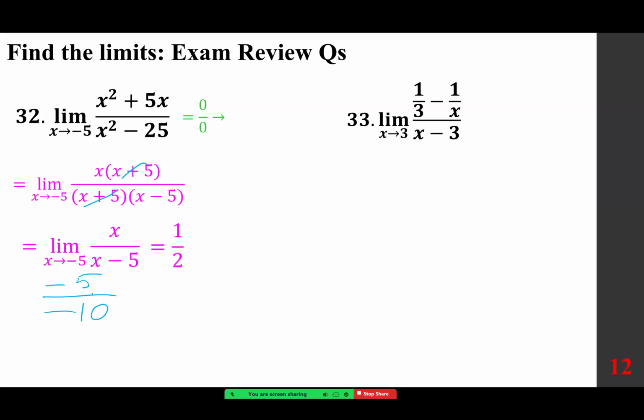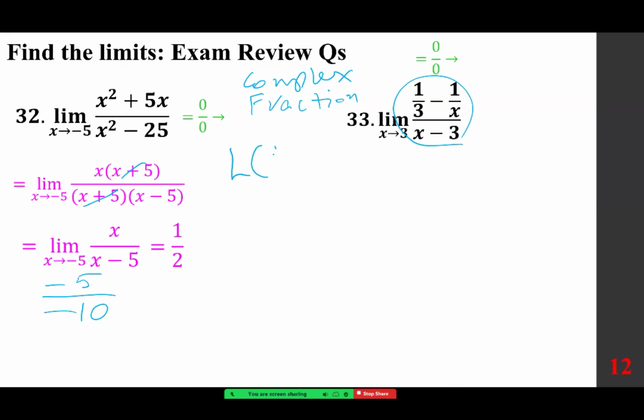You're dealing with a complex fraction. When you replace the x with 3, you get 0 over 0. So this is a complex fraction. The technique would be to multiply and divide by the LCD.